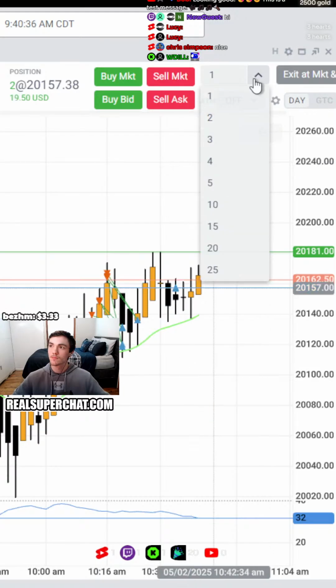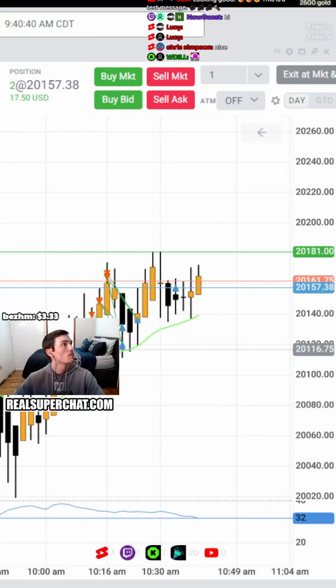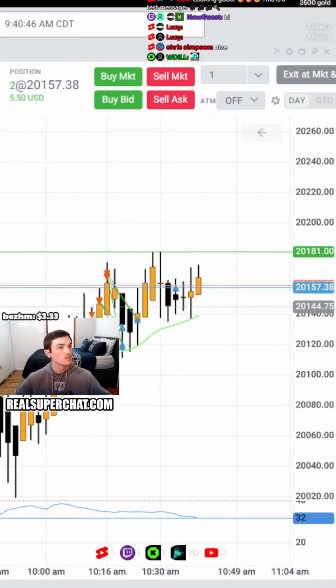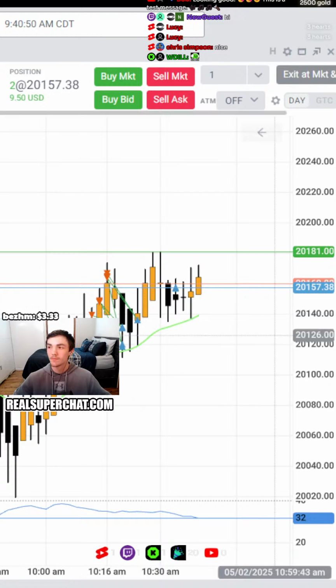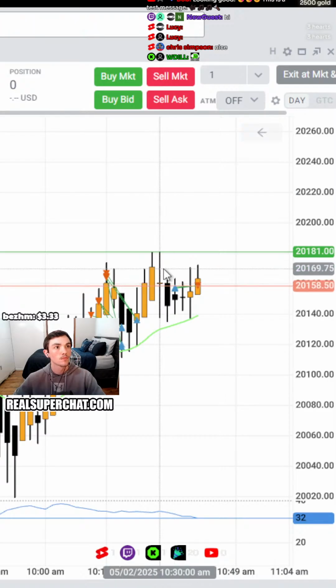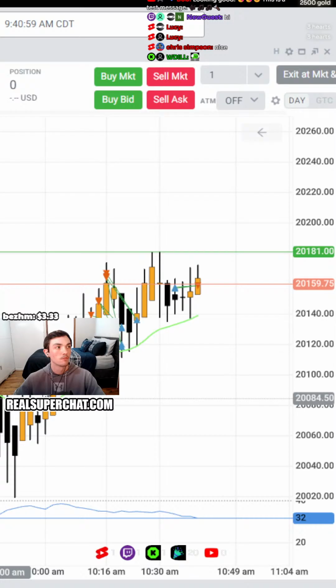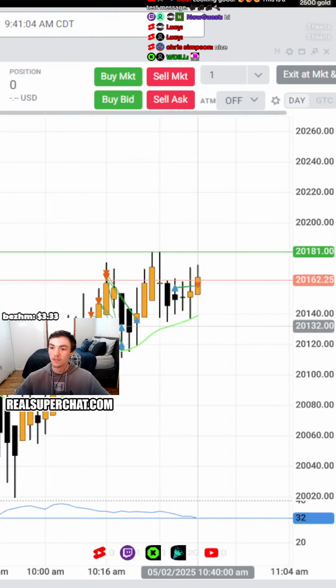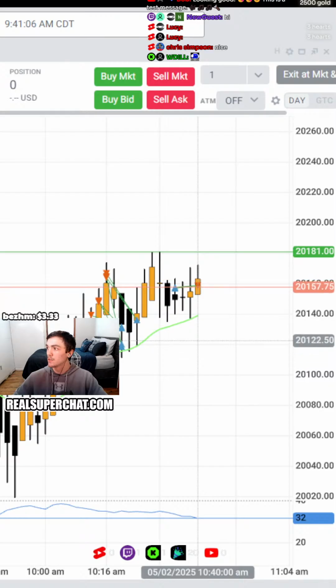My instinct is to put a stop here, but I'm gonna get out. Not feeling it. It's probably a fake out to go lower. It's already overextended on the 5 minute. Wait for a drop at least to this green line.